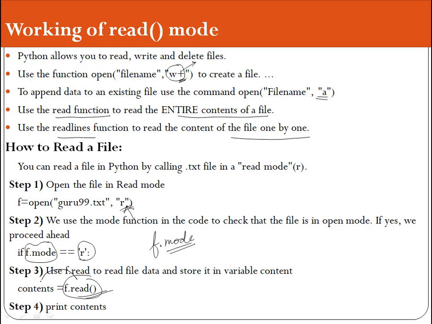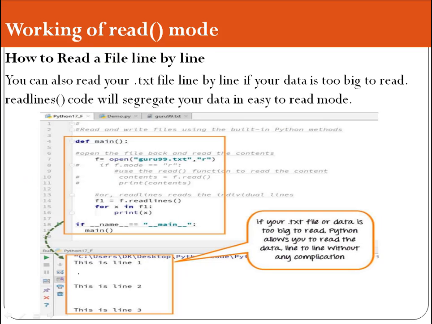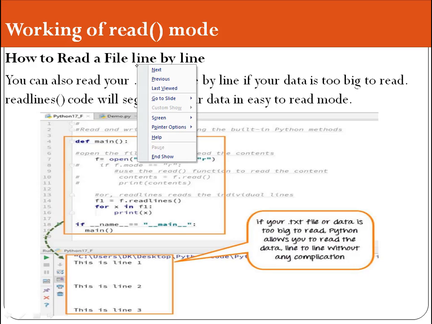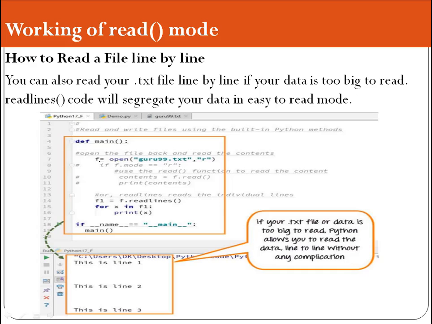The whole content of the file will be stored into this variable contents, and then you are going to print it. Here you can see the example. First, you have the file object as f, open, name of the file, and here you have the read mode. If the file mode is R, then contents equal to f dot read. You have read all the contents and you are printing the contents. This we have already seen in the previous slide.